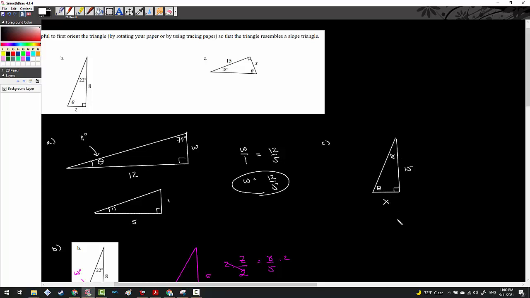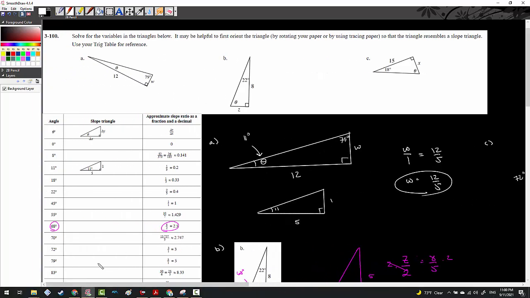Now, with that being the case, I know that my angle here is 72 degrees. Now, again, I'm going to go back to that resource page. Where's my 72 degree angle? That's going to be 3 over 1.